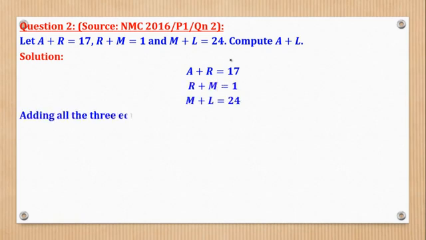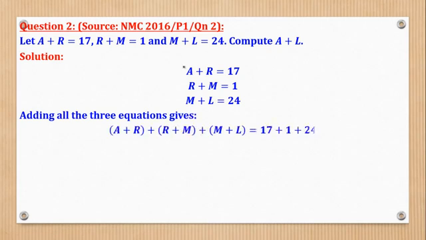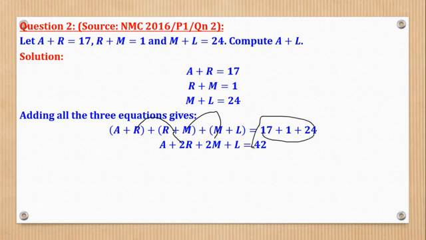So when we add all the 3 equations, this is what we are going to get. The whole of this is here, this is here, this is here. Then left hand side we have this, this, and that. So collect like terms, you realize that this and this gives you 2R, this and this gives you 2M. Then the whole of this gives you 42.